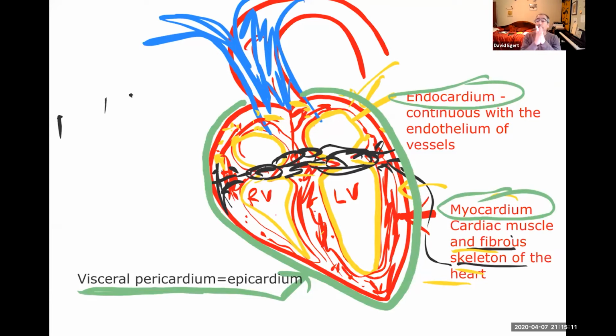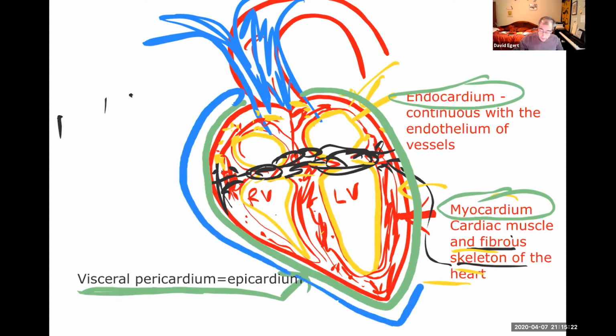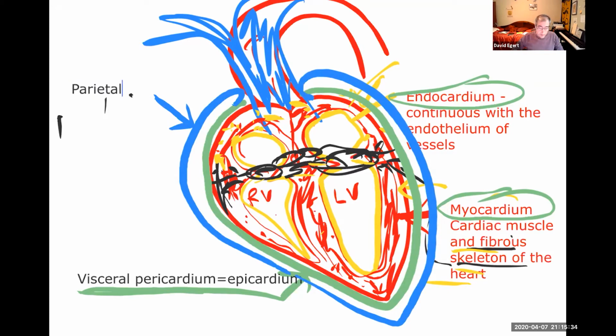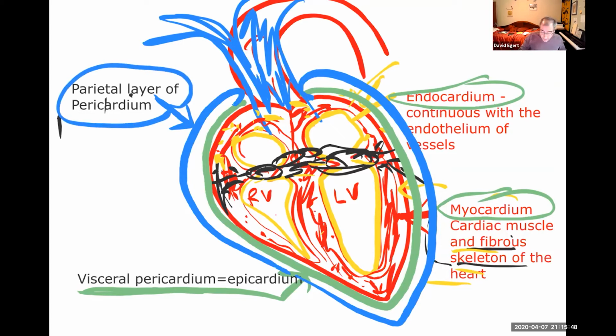Obviously, each serous membrane has two layers. There's the visceral layer and there's a parietal layer. So this is going to be the parietal layer of the pericardium. That's kind of what I drew in blue, even rhymes. I drew in blue. Visceral layer is in green here.